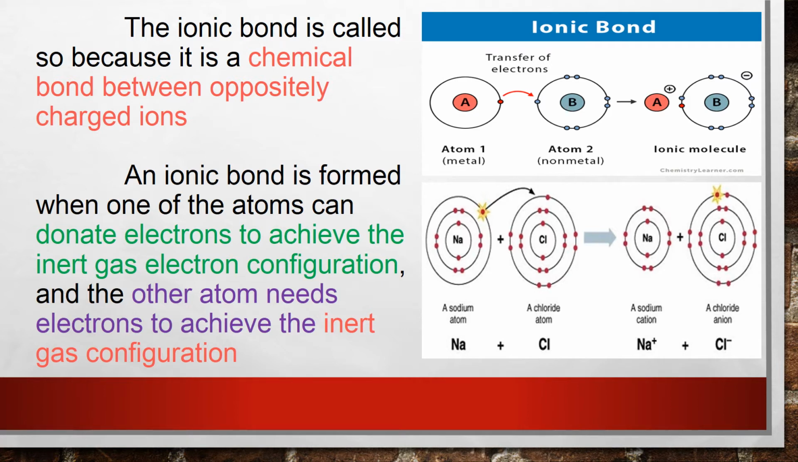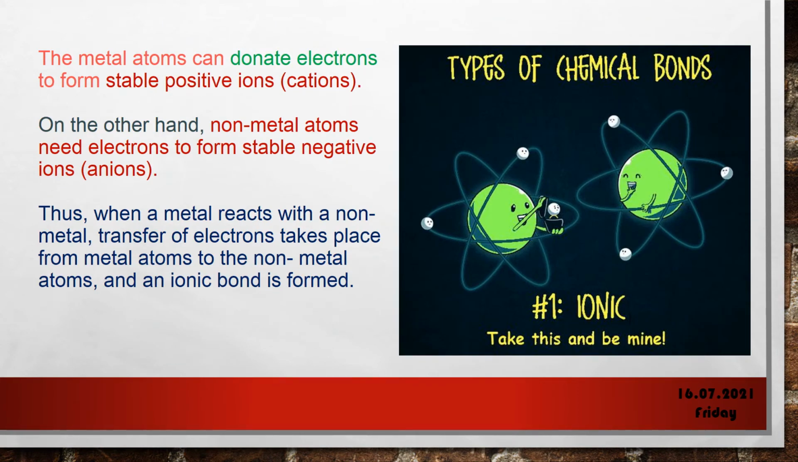So here sodium donates an electron to chlorine. The other atom needs an electron to achieve the inert gas configuration. This chlorine needs one electron, so only this atom will be stable now. So this sodium is converted to a sodium ion, that is a cation, Na plus, and this chloride we call an anion, Cl minus. The metal atoms can donate electrons to form stable positive ions or cations.